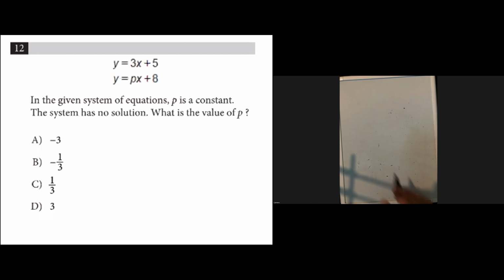If this question asked for all real solutions, then they would have to have the same slope and the same y-intercept. And if it asked for one solution, then it would just be two different slopes and the y-intercepts don't really matter. But this one asked for no solution, so they have to have the same slope but different y-intercepts.